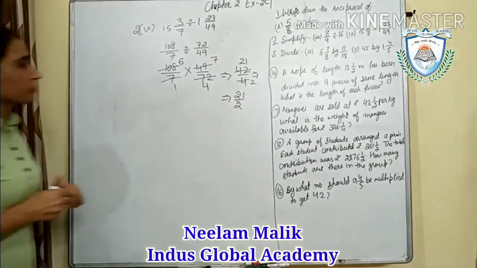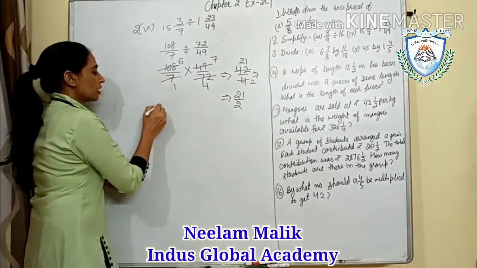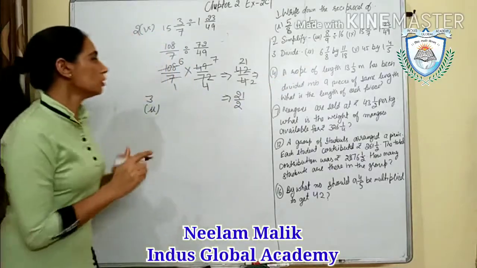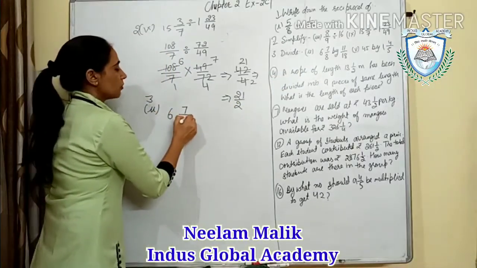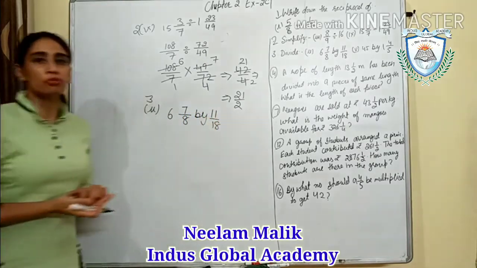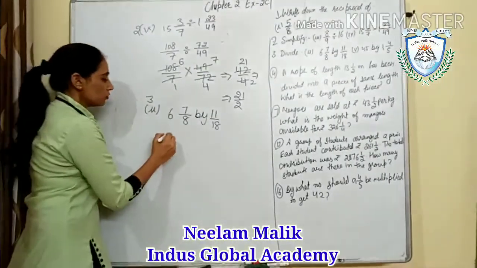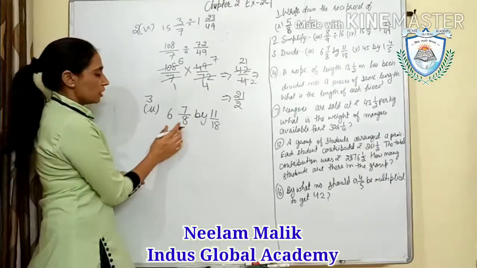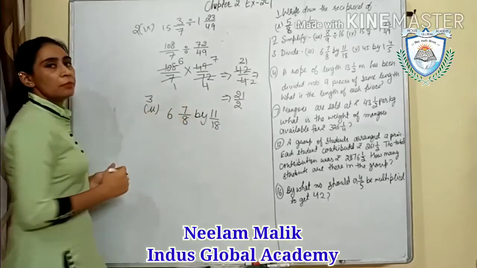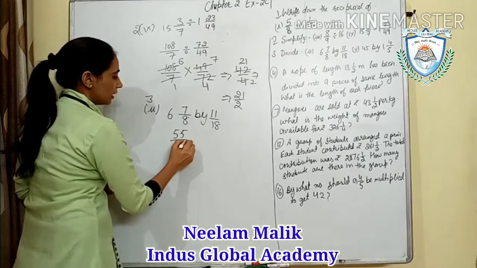Okay. Now next is question number 3, in which we have to divide. Okay. So second part of question number 3. What is that? 6 whole 7 upon 8 divided by 11 upon 18, means we have to divide this number by 11 upon 18. So first convert this into improper. 6 8s are 48. 48 plus 7, that will be 55 divided by 8.